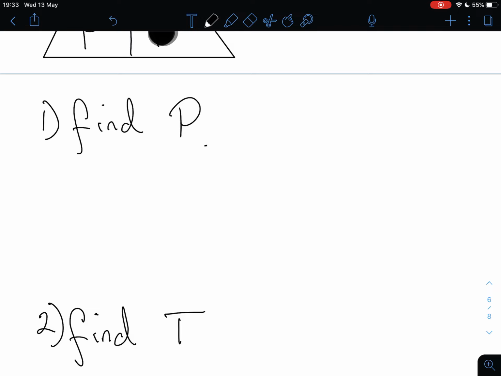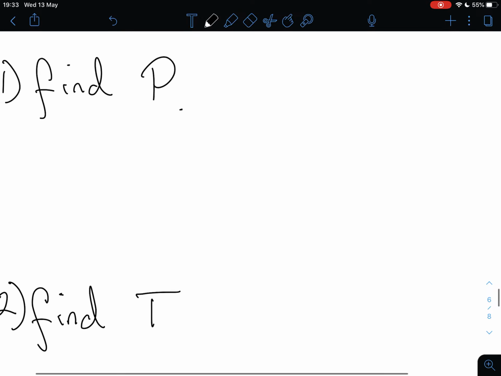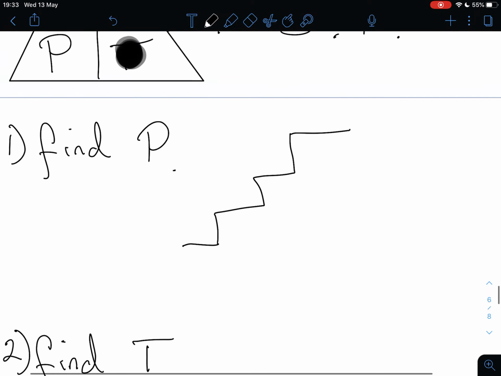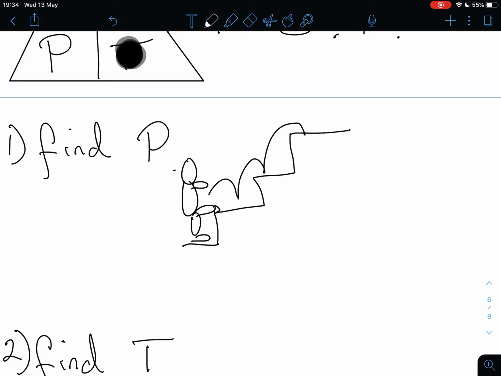So let's take the first one. Find the power. So we might take something like somebody climbing the stairs. Let's do that. I had to think for a second. I am so rusty. We might have somebody who's going to climb those stairs. Oh my gosh. I'm not doing art ever. There we go. They're very short as well. Could be me. And they're going up the stairs.